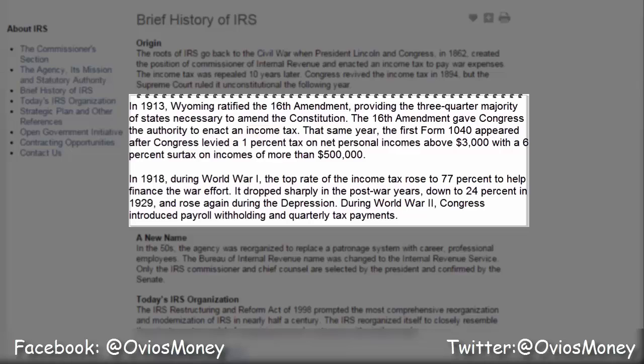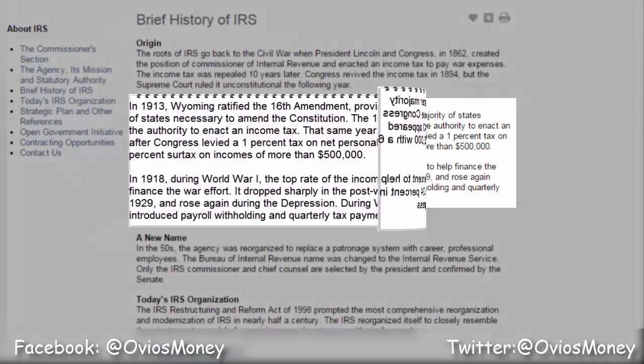In 1918, during World War I, the top rate of the income tax rose to 77% to help finance the war effort. It dropped sharply in the post-war years, down to 24% in 1929, and rose again during the Depression. During World War II, Congress introduced payroll withholding and quarterly tax payments.